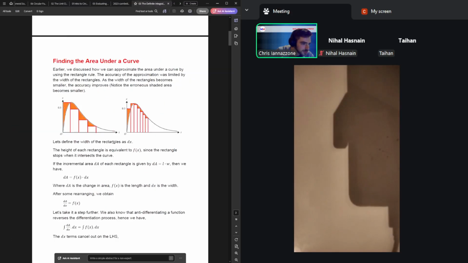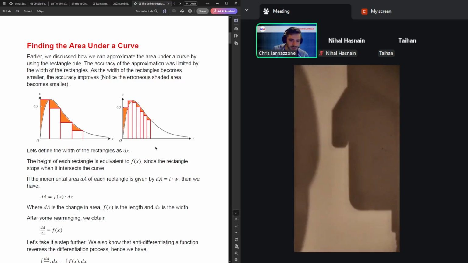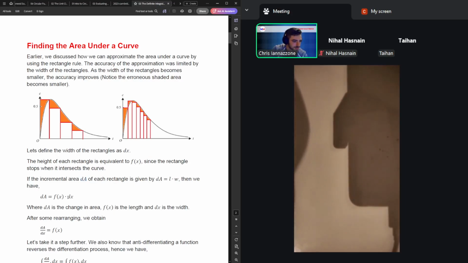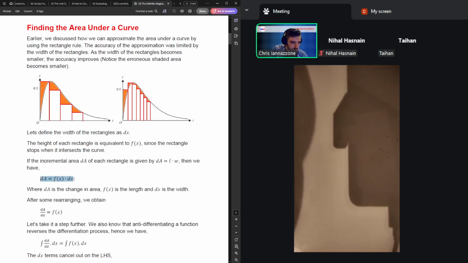Okay, so I was taking it from the premise of imagining your rectangle rule, where you use smaller and smaller rectangles and get better and better approximations of the area. If you take it to the natural extreme, with really tiny incremental widths dx, then the area of each rectangle is length by width. Your incremental area dA is f of x dx, because f of x is the height, the y value of your rectangle, and dx is the width. Are we cool so far?